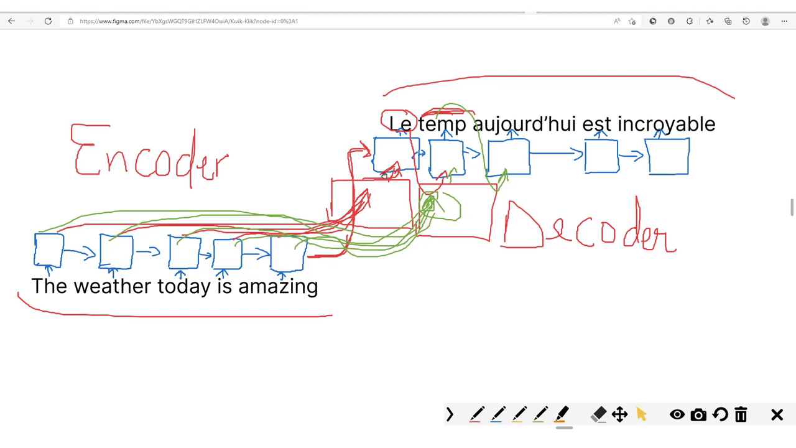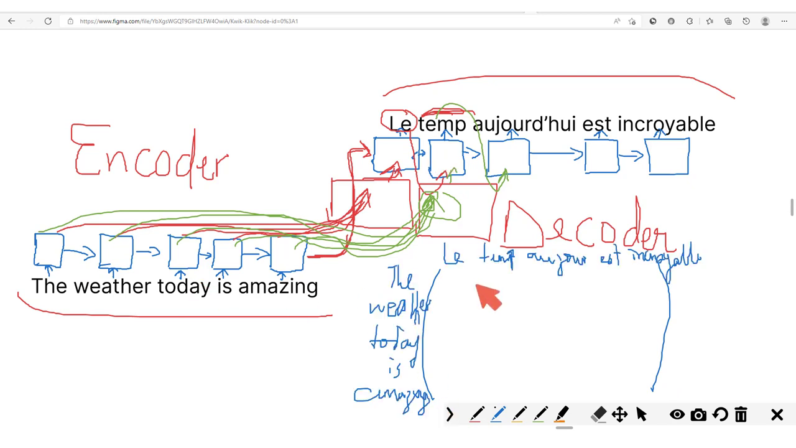And so as you can see, each and every block we have here pays attention to each and every input. And from this, we could even come up with an attention map where we would have this text in English, the weather today is amazing, and on the other side le temps aujourd'hui est incroyable. So after training this kind of model, we can see how much attention this le pays to each and every input here. It's logical that this le will pay the most attention to the. And then temps actually here is weather, so this will pay most attention to weather. Then aujourd'hui will pay most attention to today, aujourd'hui is today.